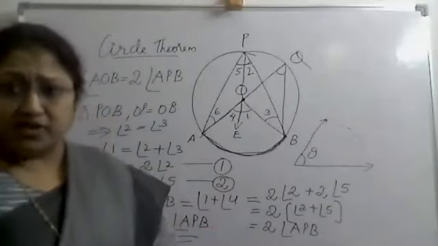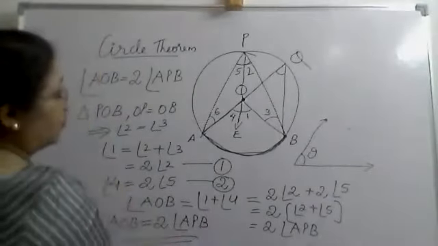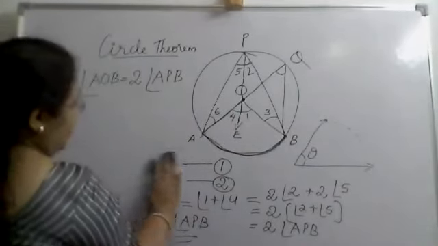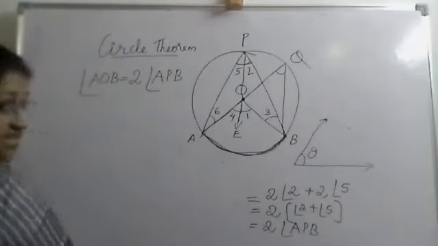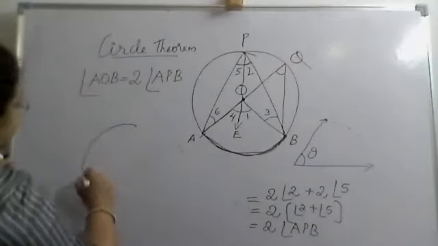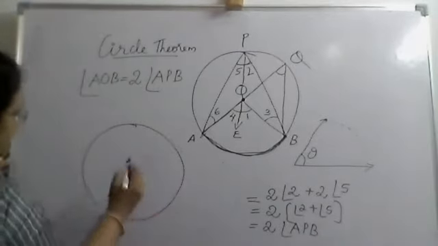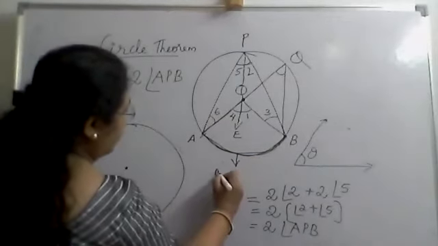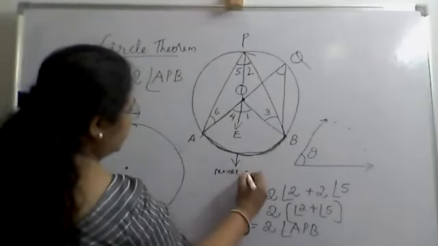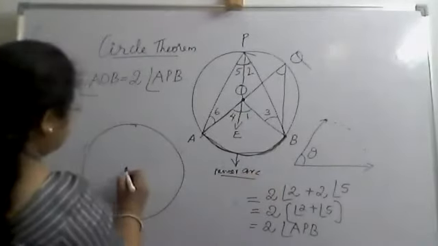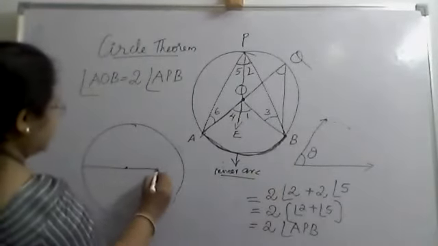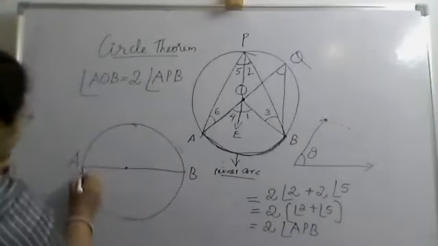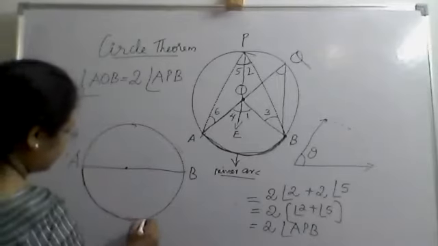Now I would like to explain one more concept with the help of the same property. What I am trying to show you here is how we can say that the angle in a semicircle is 90 degrees. In the same circle, in the earlier context, we had taken this as a minor arc. Now let us see if I consider AB as a semicircle. This is A, this is B, and this full arc is going to be a semicircle.